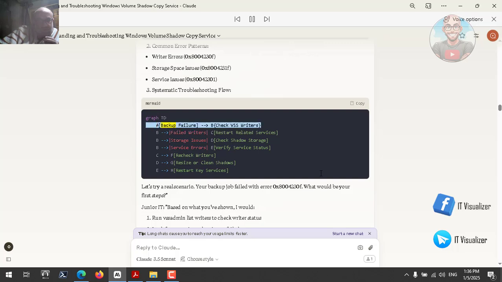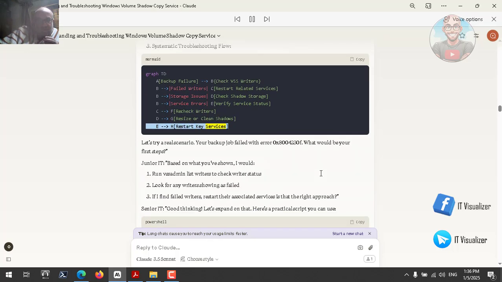Graph TD. Backup failure. Check VSS writers. Failed writers: restart related services. Storage issues: check shadow storage. Service errors: verify service status. Recheck writers. Resize or clean shadows. Restart key services. Let's try a real scenario.